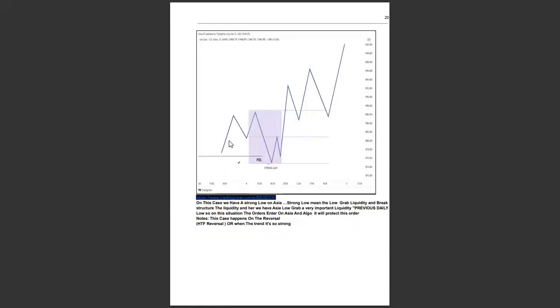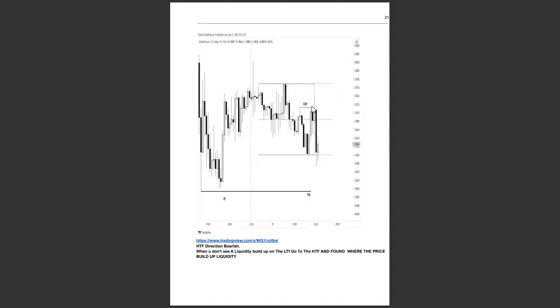It happens when the higher time frame or when the trend is so strong. A strong trend is very, very important, honestly, because it gives you a better chance in making more money in the market. Get me? But obviously, risk management is very, very, very important. Higher time frames, direction bearish.